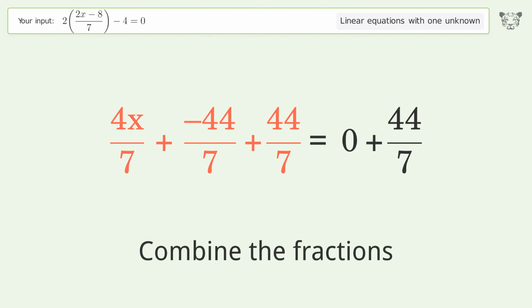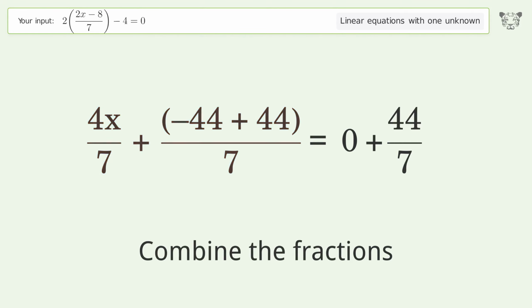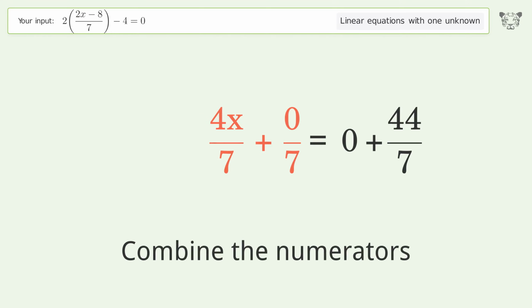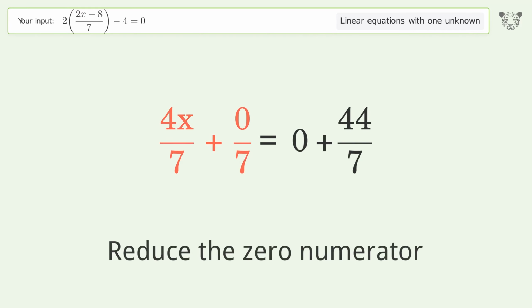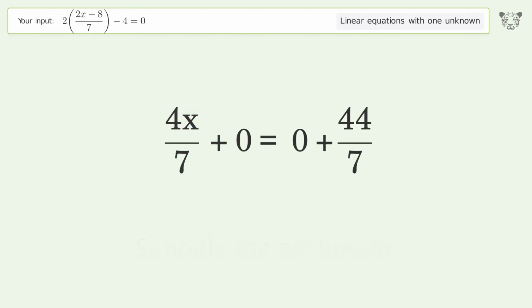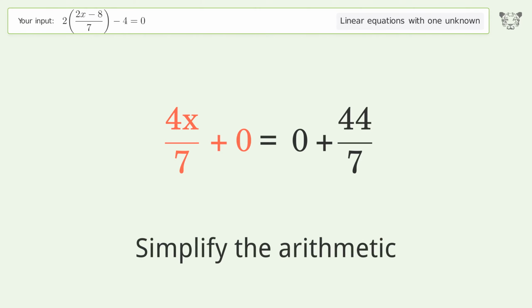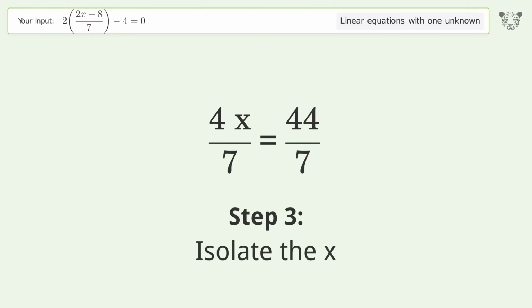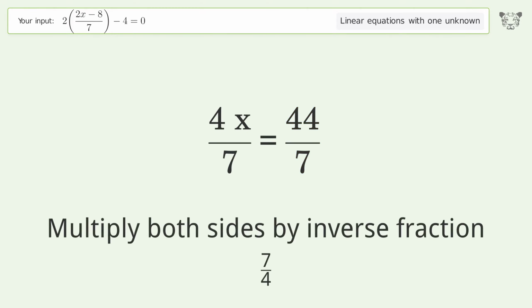Combine the fractions. Combine the numerators. Reduce the zero numerator. Simplify the arithmetic. Isolate the x. Multiply both sides by inverse fraction 7/4.